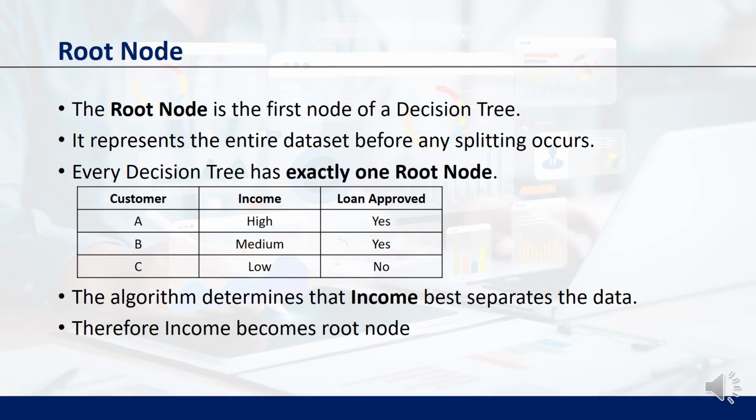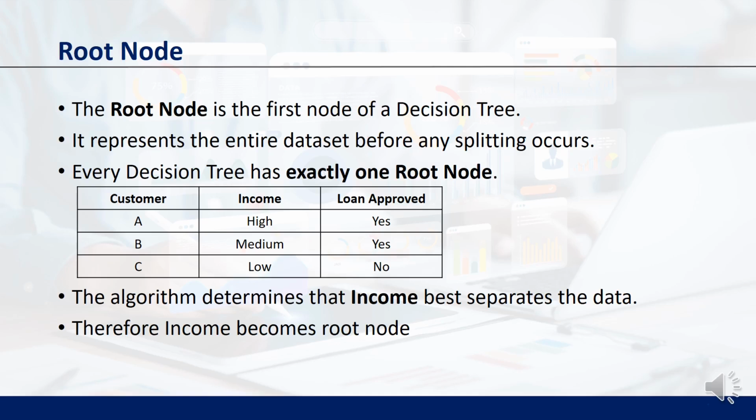Root node. Now let us discuss the first important terminology, root node. The root node is the first and topmost node of a decision tree. It represents the entire dataset before any splitting has taken place. Every decision tree has exactly one root node. Let us understand this with a simple example. Suppose a bank has historical information about customers. The dataset contains customers A, B, C. The income may be high, medium, and low. The loan is either approved, yes or no.